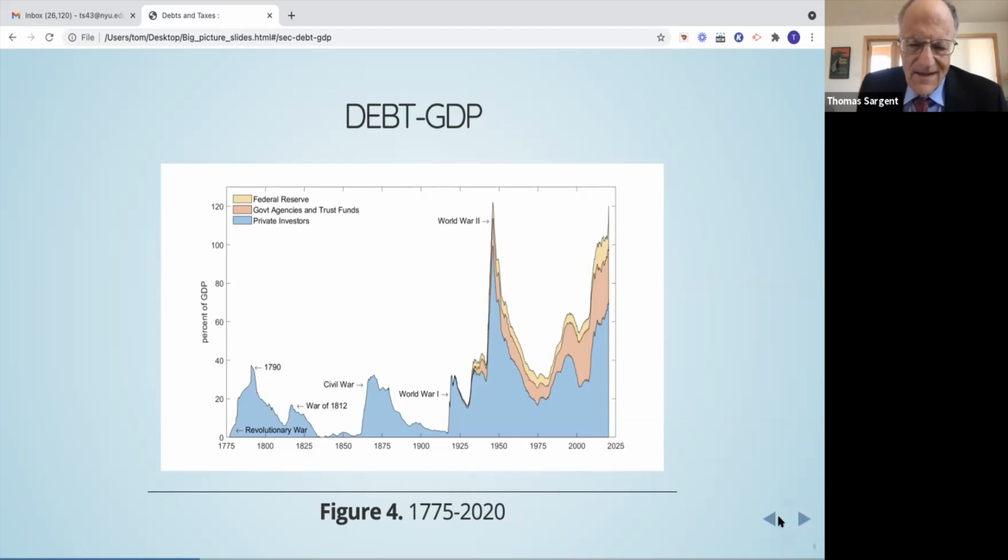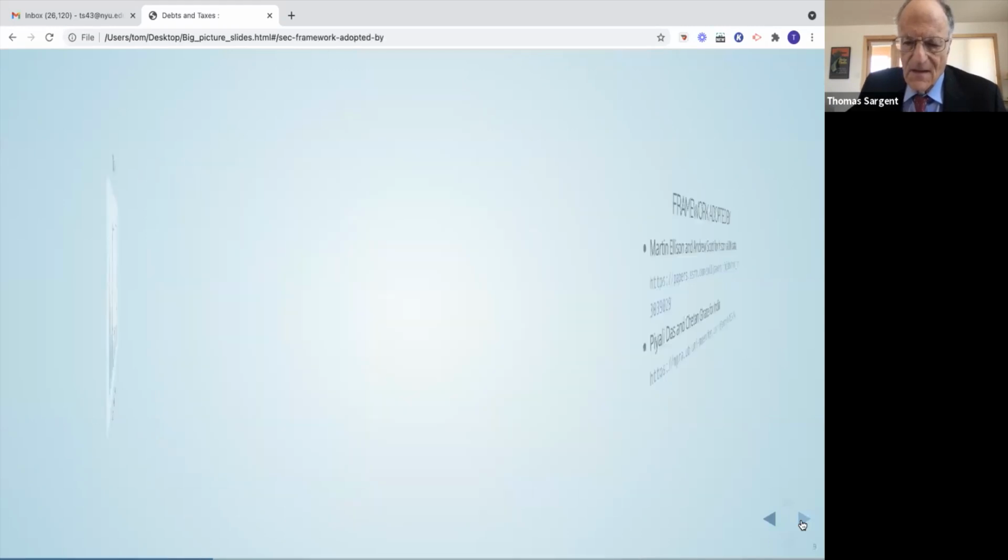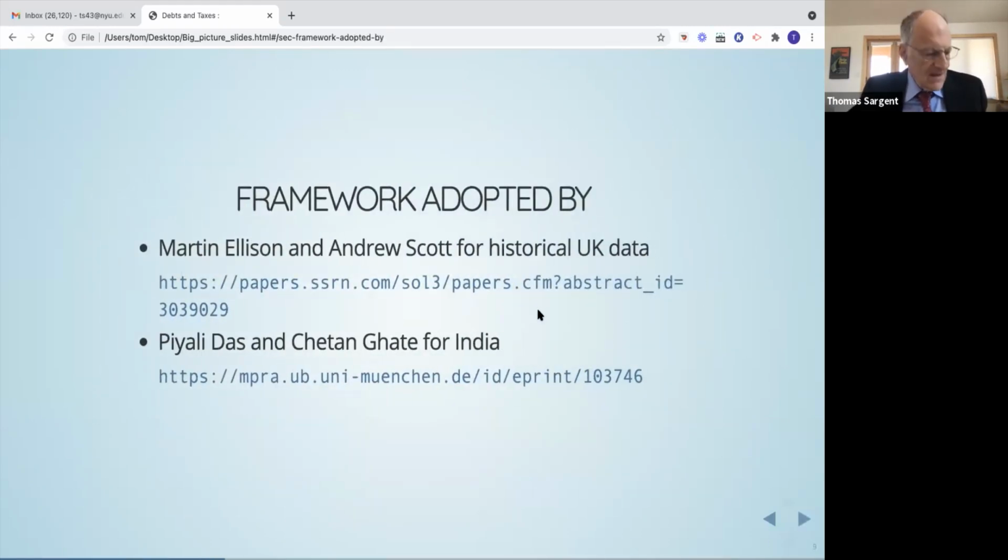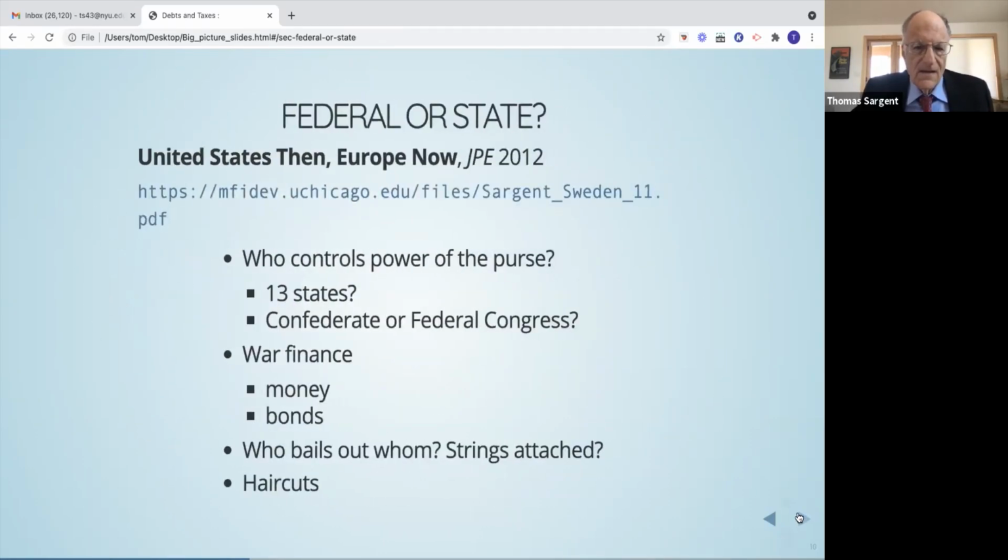And by the way, talk about the independence of the central bank. It's always a fiction or a convention, and it's become much more of one because the central bank, at least in the United States, is doing a lot of fiscal policy, interest on reserves, and so on. Okay, so this framework's been adopted by other people. There's a British version and there's an Indian version. Okay, I'm going to go to another paper.